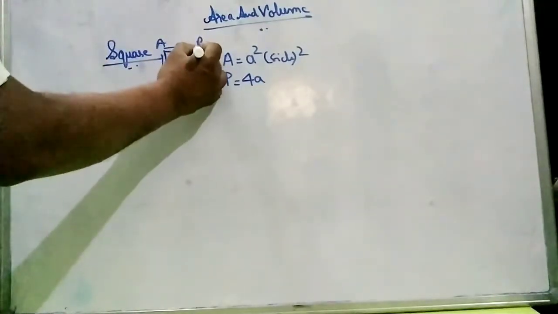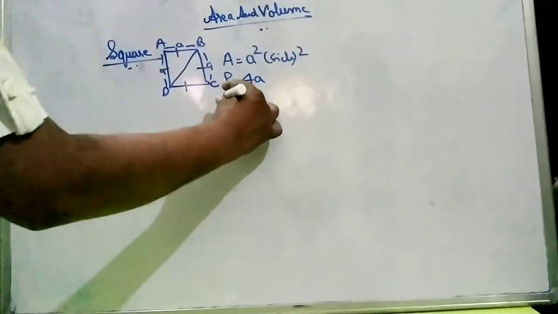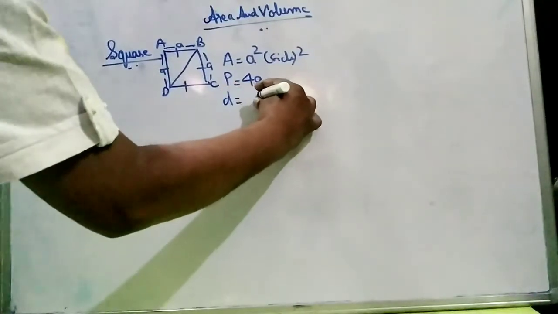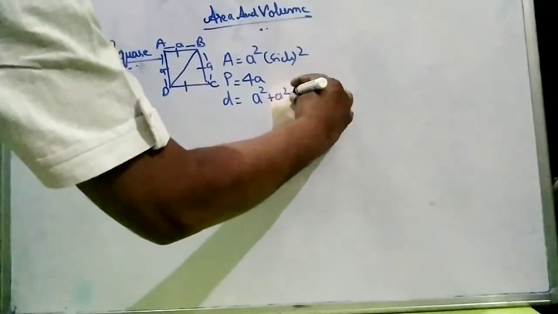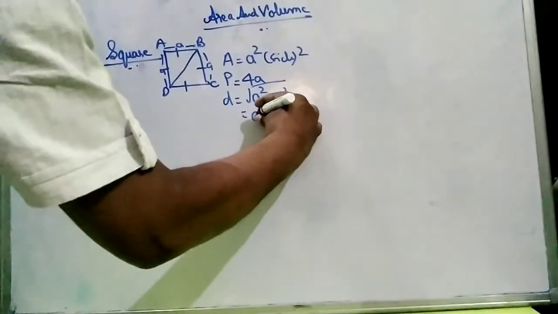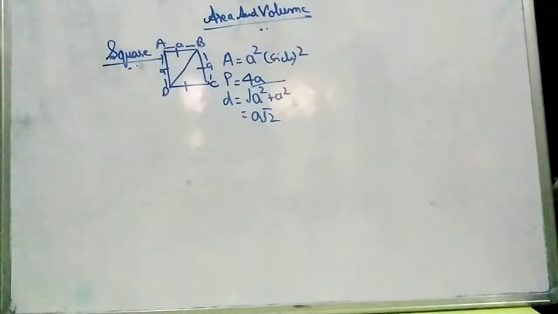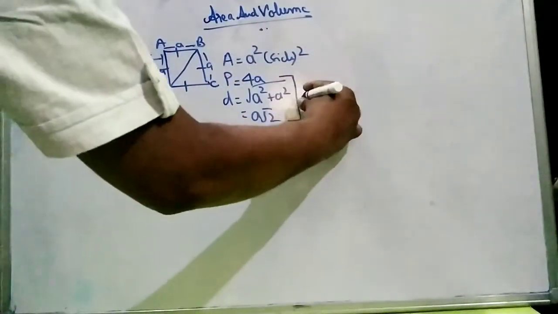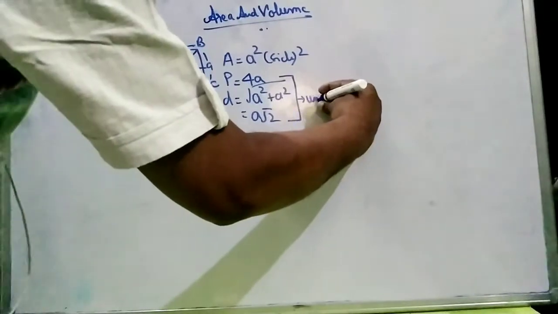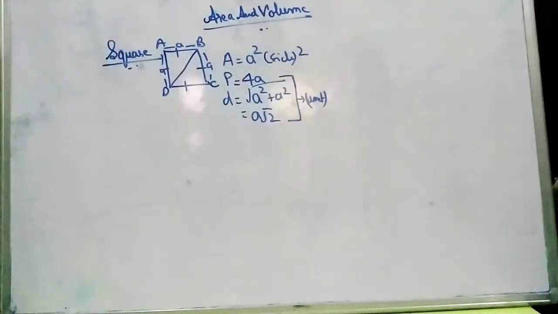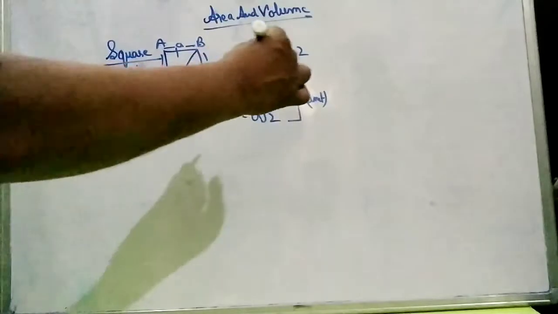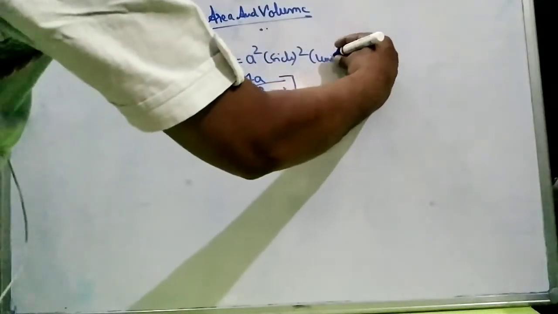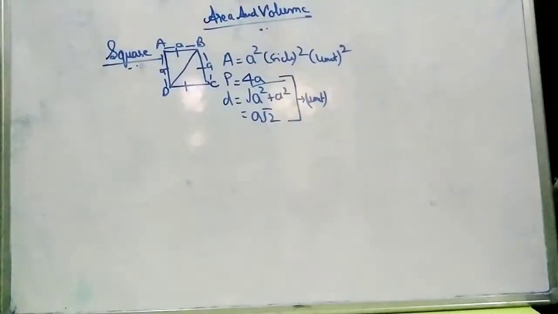If we have to calculate the length of the diagonal, D is equal to the square root of A square plus A square, so it will become A under root 2. The unit of perimeter and diagonal will be a simple one, only centimeter or meter, but in area, the answer will be in unit square.